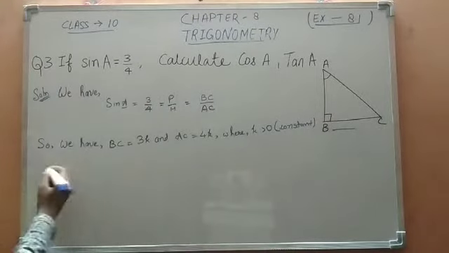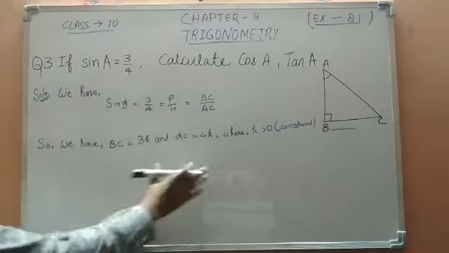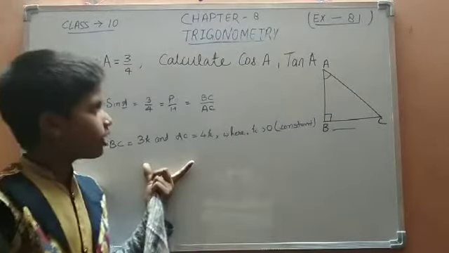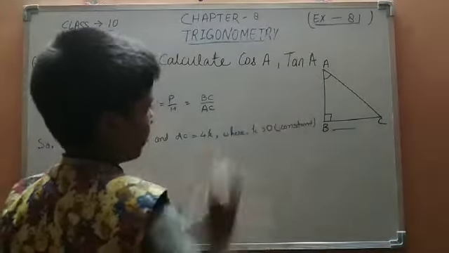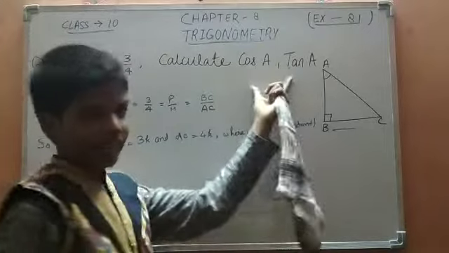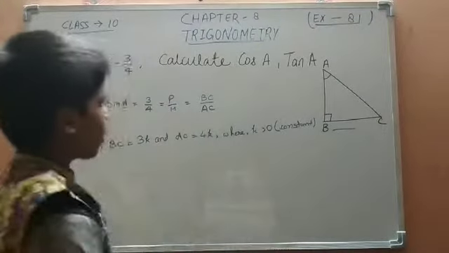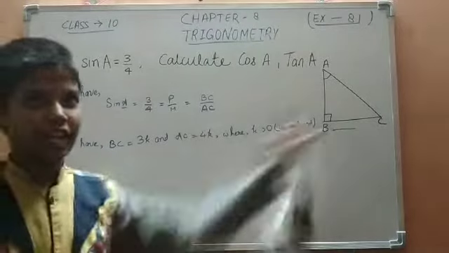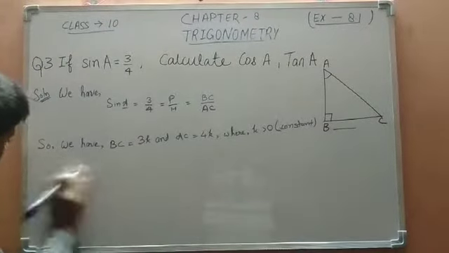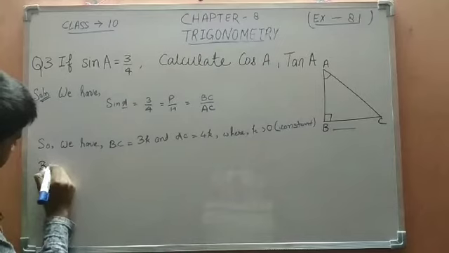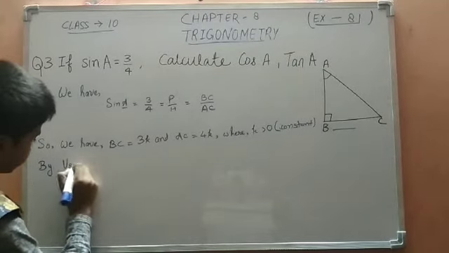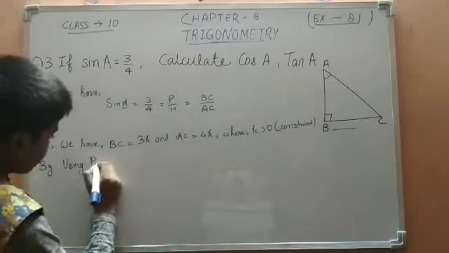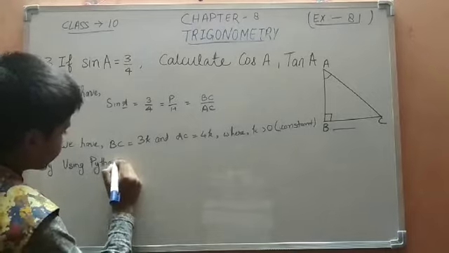So by this we can find all the trigonometry ratios, but we have to find only cos A and tan A. But to find cos A and tan A, we have to find the length of AB also. So using Pythagoras theorem, we will find the length of AB.